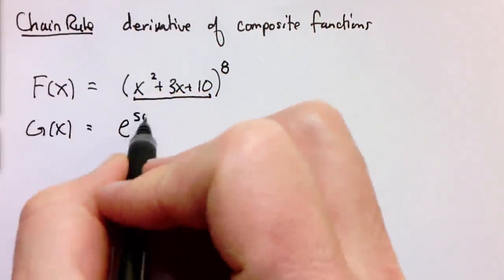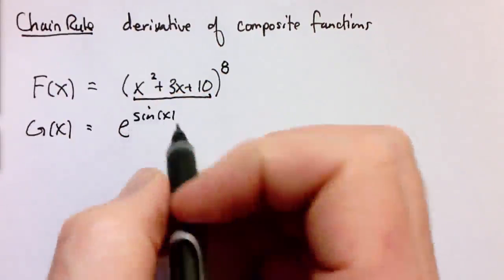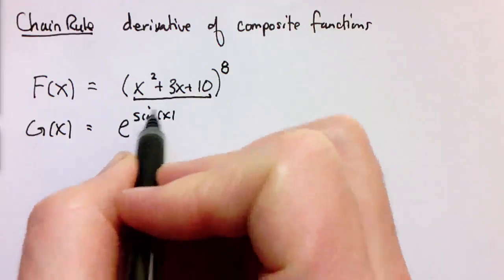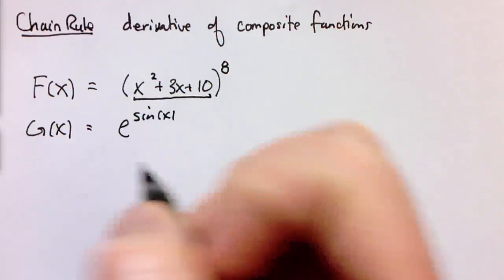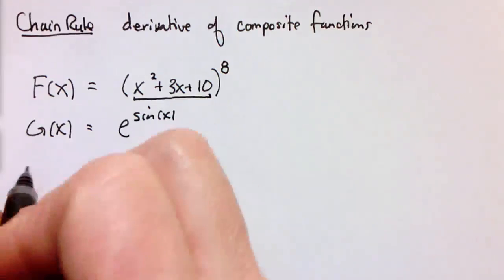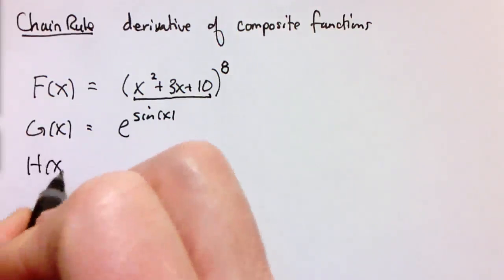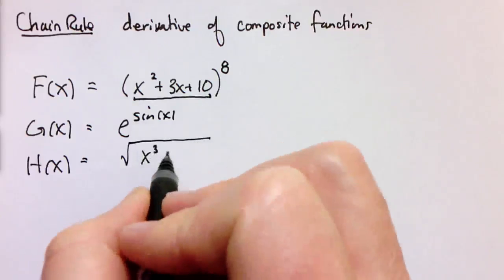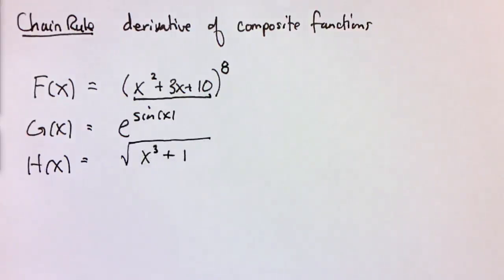e raised to the sine of x. So we're going to start with sine of x, that's our inside function, or the innermost function, and then we're going to follow that by doing an exponential. Okay, maybe you're starting to see the idea. Right, but it's one function applied after another.